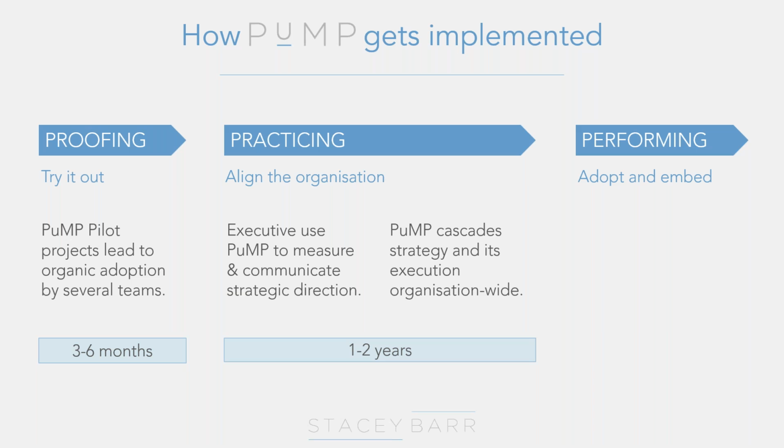Once the leadership team has used PuMP to measure the strategic direction, PuMP then helps that strategic direction cascade down to more teams throughout the organization, aligning them more directly to the strategic goals. This is really the first full iteration of the organization practicing the PuMP way of measuring and improving performance. And it can take 1 to 2 years to move through this phase.